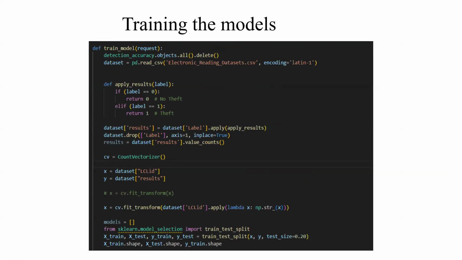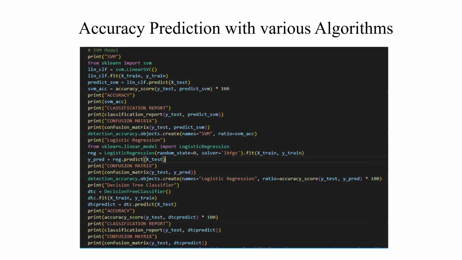And the next is training the model. For training the model, we mainly use some of the techniques: SVM, logistic regression, and decision tree classifiers are used on our model. And the last is accuracy prediction with various algorithms. For accuracy measurements or performance evaluation, we used confusion matrix and classification reports.